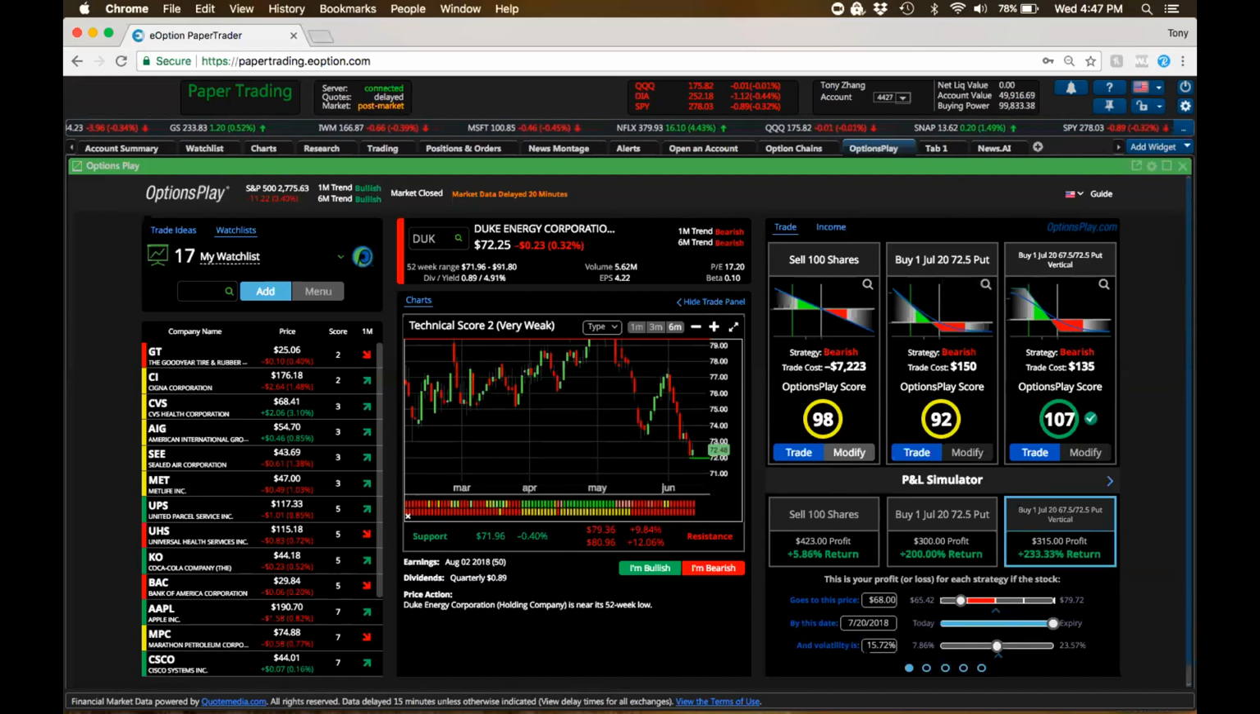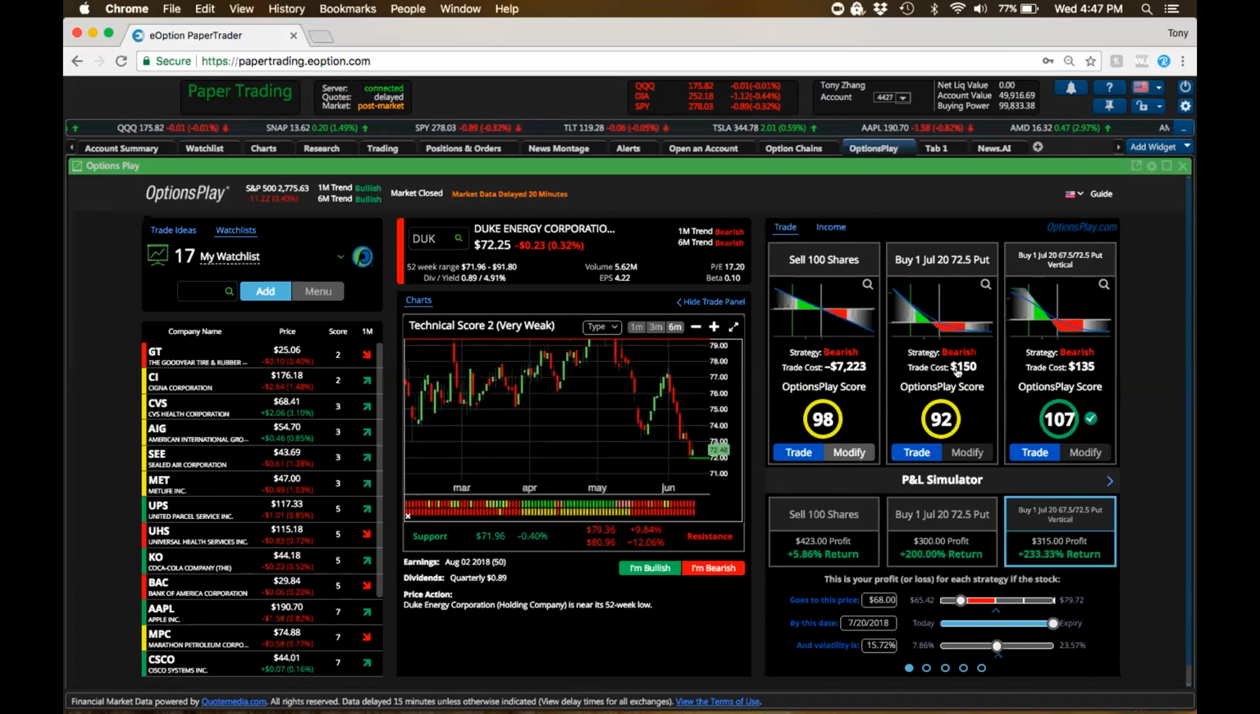If I had shorted the stock, I make a 5.8% return. And shorting the stock obviously has additional costs as well. You have margin interest and other things to consider. Aside from that, you're looking at almost a 6% gain if you had shorted the stock. But if you had bought the put, you'd make a 200% return, because shorting the stock requires a significant amount of margin to short that stock, but buying a put only costs you $150.